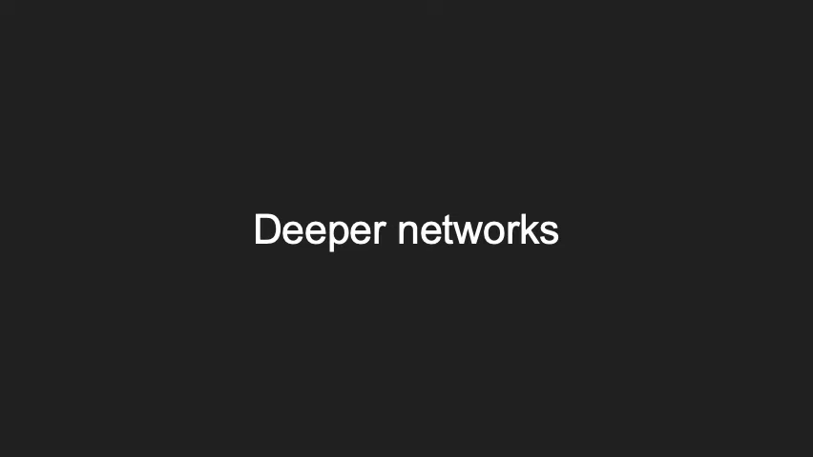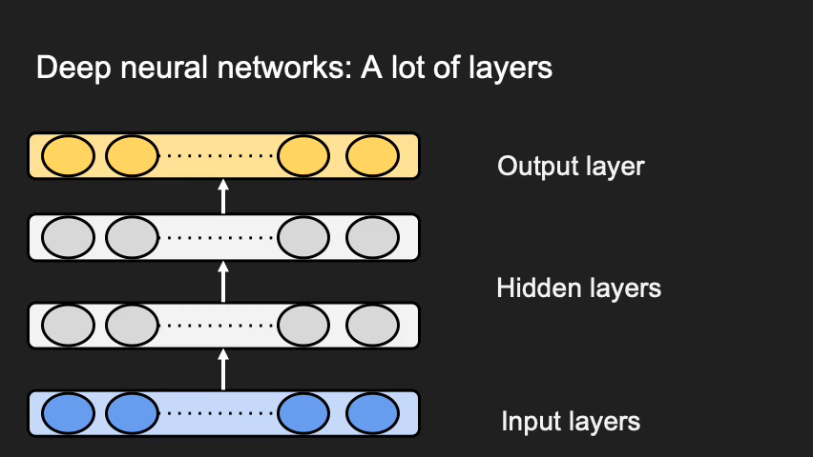Now we move into deeper neural networks. A deep neural network is simply a normal neural network with a lot of hidden layers. That's basically what it is. There are different kinds of deep neural networks, but on the basic level, they're all the same. They just have a lot of hidden layers.